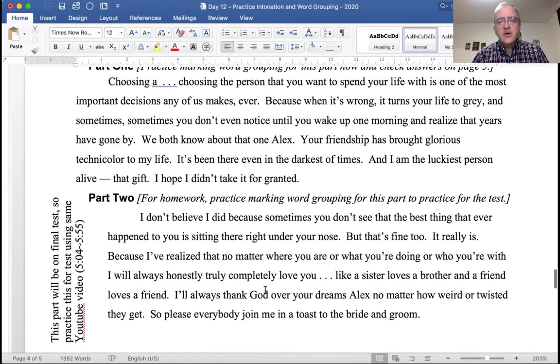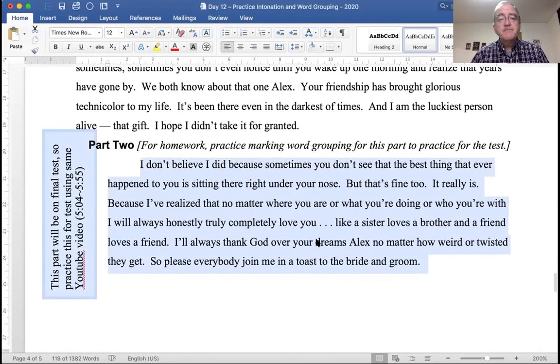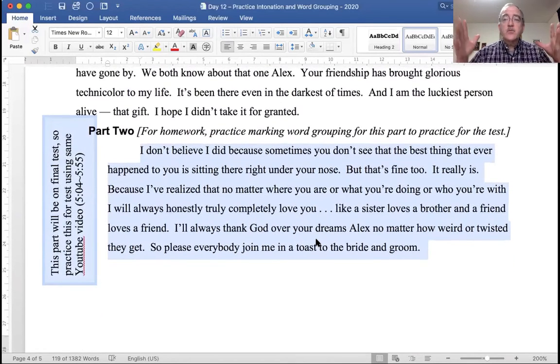Now for homework, do part 2, okay? Do part 2 for the homework. Practice it, listen to it, and think about how to mark it. And on the test, I'll give you a new paper and you listen again and do it for the test. Okay, so that's your work right now during class. I want you to do this file. This file is called Day 12 Practice Intonation and Word Grouping. I want you to do this as soon as this video is over.